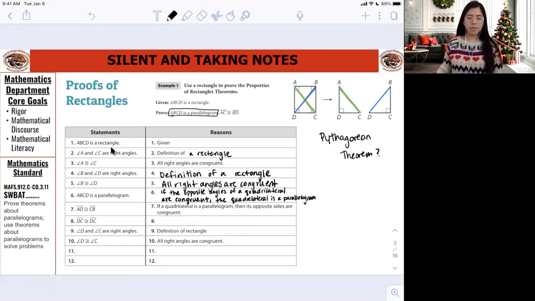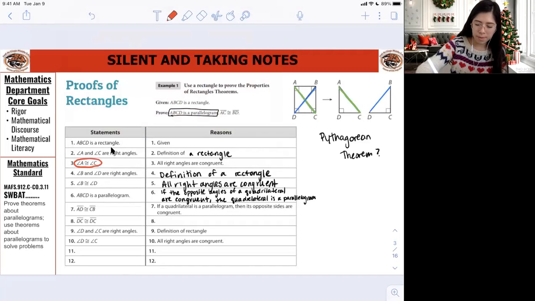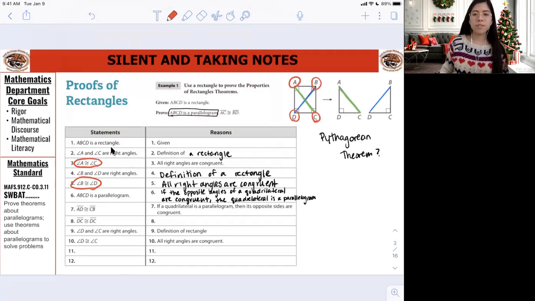Okay? Because that's how we're able to get to that step. We showed that A and C are congruent. Those are opposite angles. And we showed that B and D are congruent. Those are opposite angles. So that's what we need to really start thinking, especially on a really long proof like this. Always go back to what have you just proven?